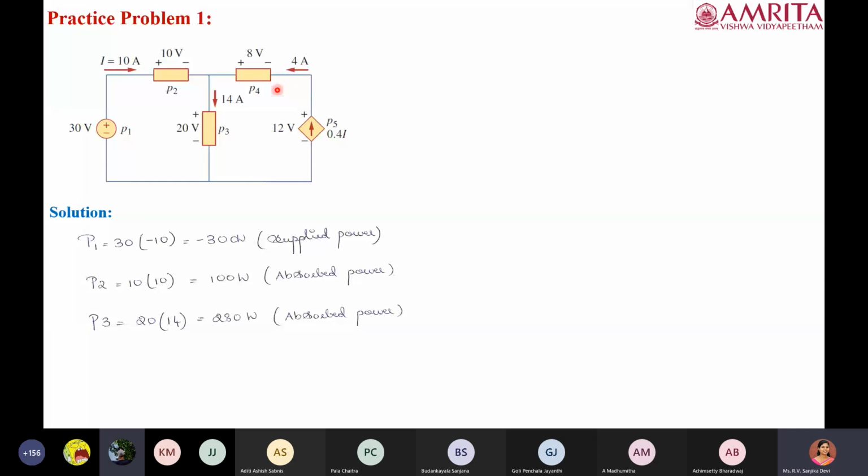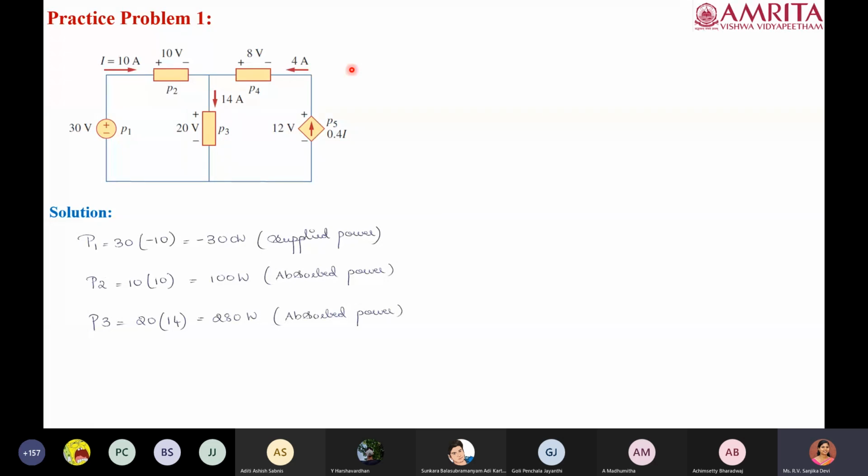Ma'am, always absorbed power will be equal to supplied power, like in this case, it's not coming. After calculating P5, it will be like point something will come. Yeah, we will discuss that. For the complete circuit, it always balances. The supplied power will be equal to the absorbed power. Ma'am, it came. It satisfies. That's what we will see one by one. Okay, what is P4?